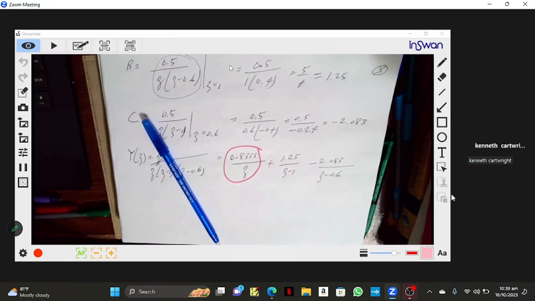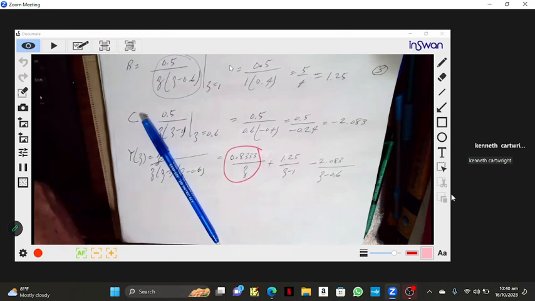Mr. Rule, the inverse z will not have a z in it. There are no z's in the time domain. If you take the inverse z, you're going back to the time domain. Well, in the n domain.